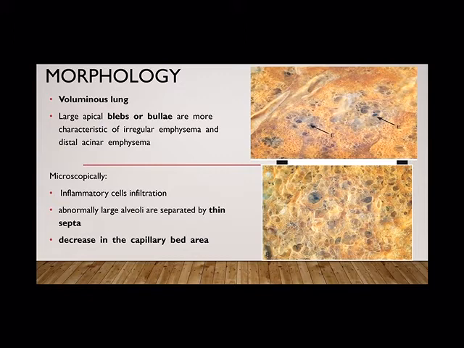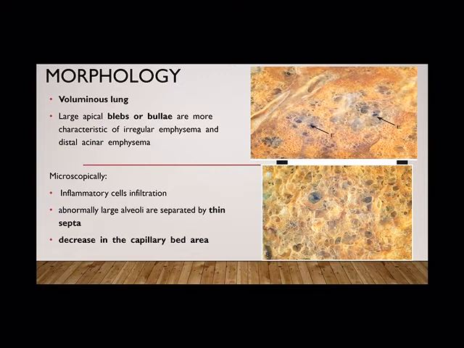Microscopically, when you look at it, what we can see is inflammation. You can see your inflammatory cells and inflammatory exudates. Along with it, sputum can also be seen because you have goblet cell hyperplasia, so mucus production will be there. And then your goblet cells will be hyperplastic. And then the most important thing comes: thin, abnormally large alveoli separated by thin septa. What is this? This is what the definition says. You will have your enlarged, dilated airways.